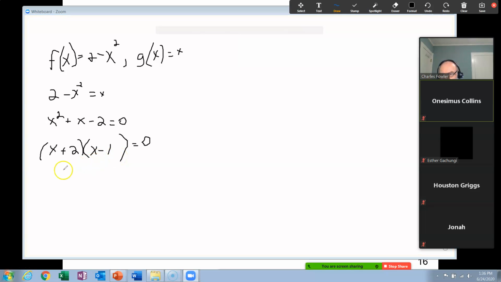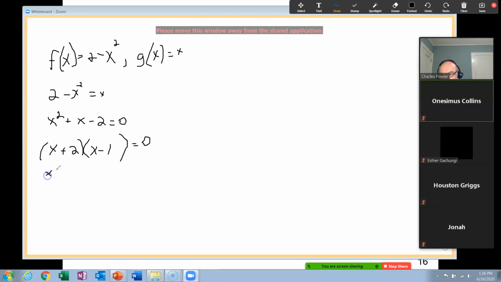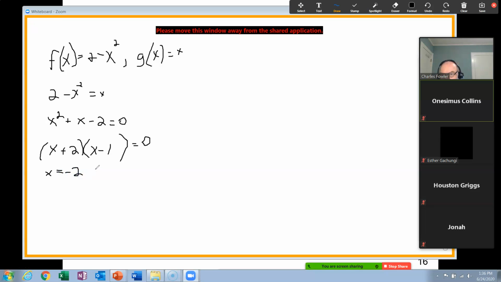What does that give us? That means those two are equal either when x is equal to negative 2, now I'm skipping some steps because I don't like to write on the screen, or when x is equal to 1. Am I losing anybody by doing that? I hope not, but if I am, I'll go in and put in the intermediate steps. Was that okay to do it that way?